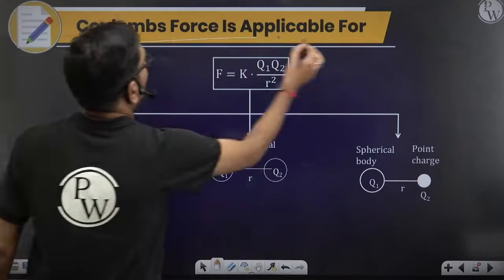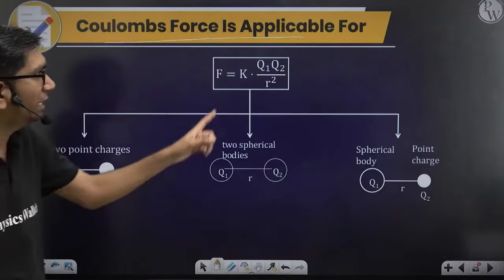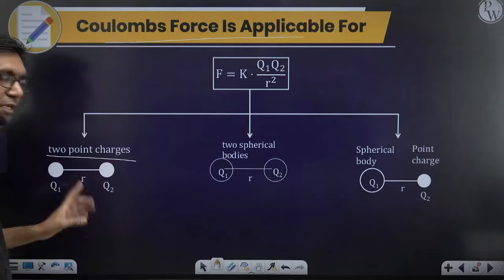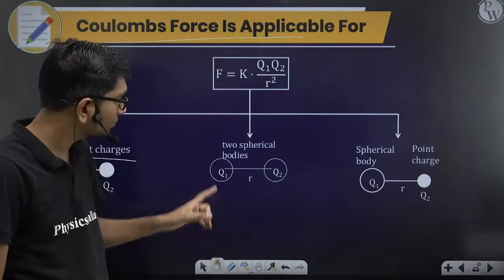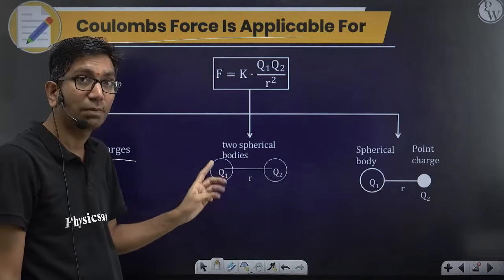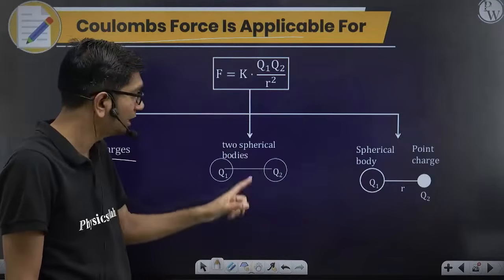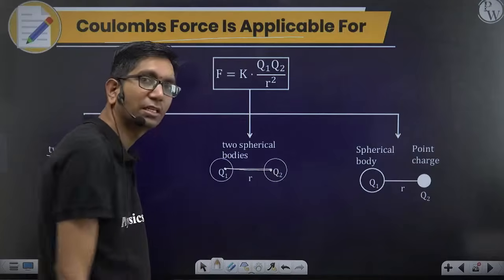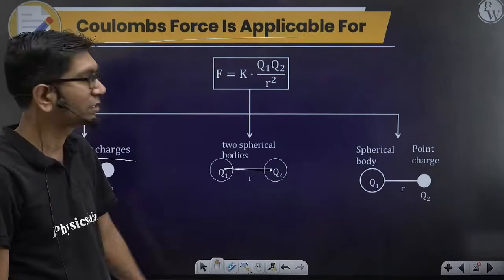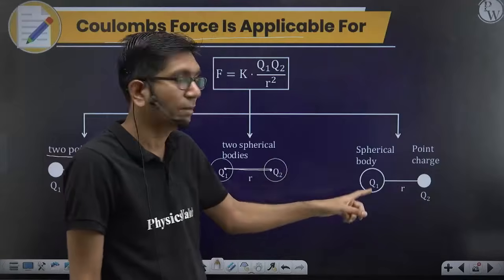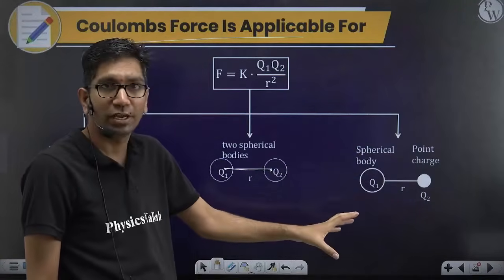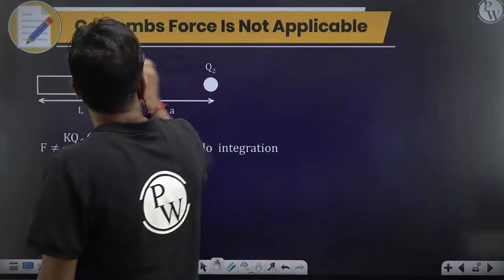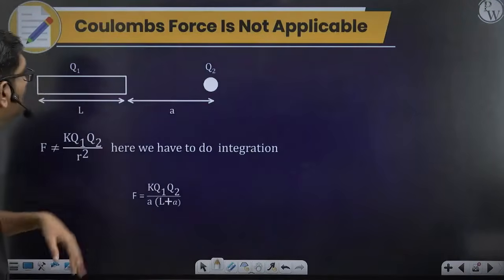Now Coulomb's force is applicable for, okay, this formula is applicable for two point charges Q1, Q2, and for two spherical bodies Q1, Q2, where the distance separated between them is always taken from the center only, remember. The distance between these two charges is always taken from the center of the spheres. This formula is also applicable for one spherical body and one point charge. Now Coulomb's force is not applicable here.